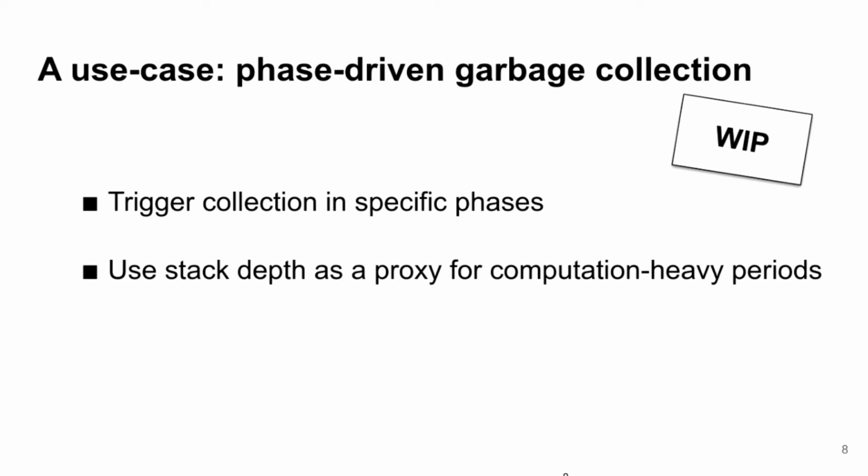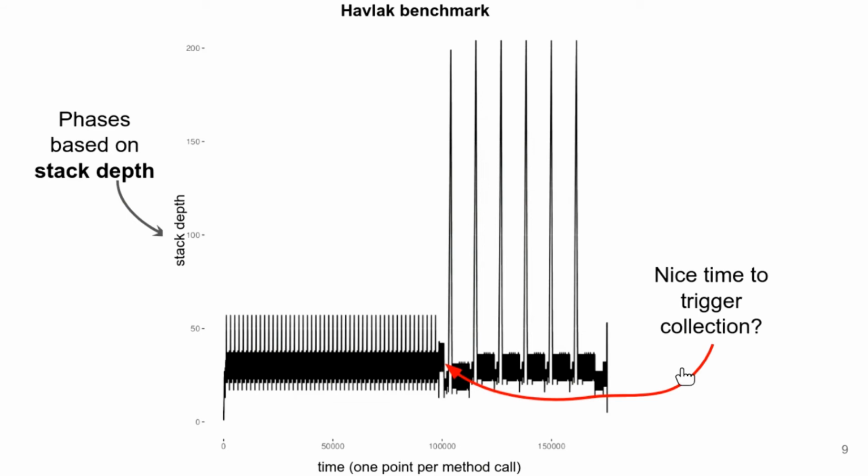These experiments we have conducted using the second application I've talked about earlier, the half-life benchmark, which has this really clear phased behavior, to try to see whether it could benefit from having a phased garbage collection. We have tried to trigger garbage collection in between the two phases, so basically here, where the stack depth is pretty low.